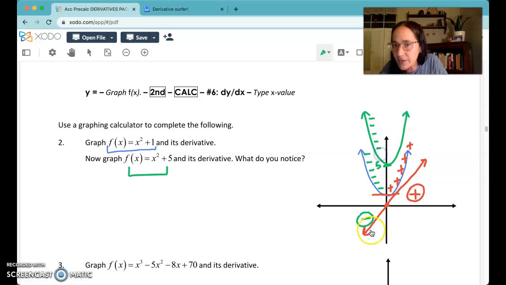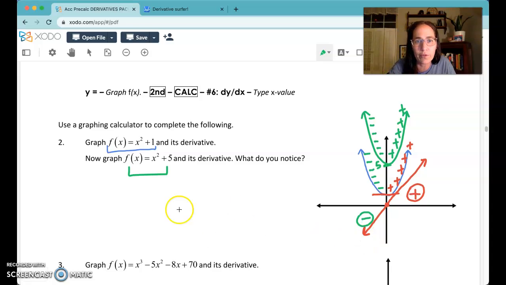The derivative is still negative when it falls, and it's positive afterwards when it's rising. A vertical shift, a cool observation, has no bearing on the slope of the tangent line. A vertical shift just keeps the slopes the same as they were before. I want to do one more of these.